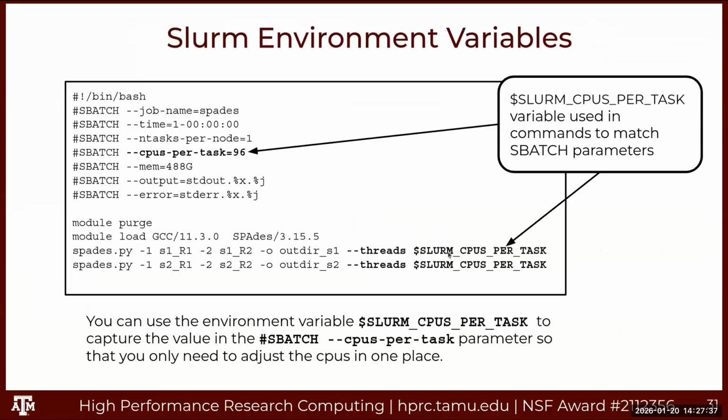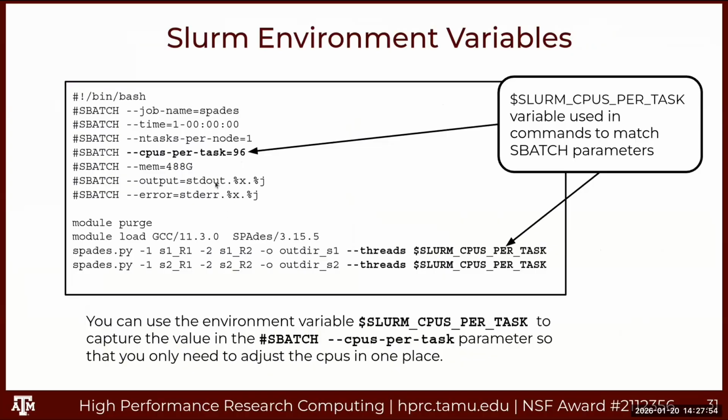There's an environment variable called SLURM_CPUS_PER_TASK, all uppercase. This variable gets populated when the job is running. So it will take the value from up here in your SBATCH parameters. So basically you can have this in your job script.